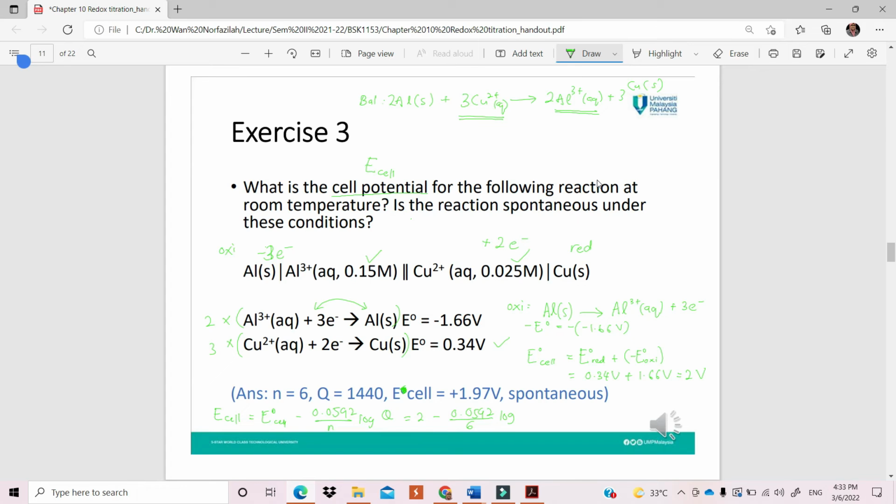So we have aluminium 3 plus, which is 0.1 molar. Since the balanced equation has 2 moles of aluminium 3 plus, it is to the power of 2. Divide by the concentration of the reactant, copper 2 plus, take the concentration given, 0.025, to the power of 3, since the number of moles in the balanced equation is 3. So calculate the E cell.